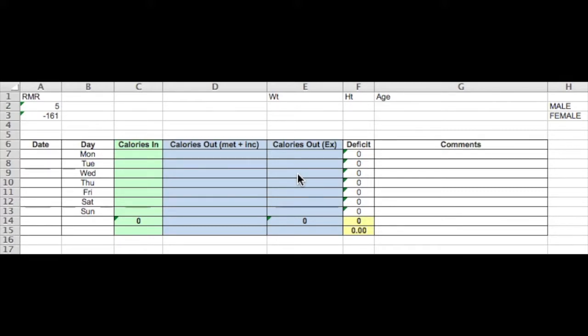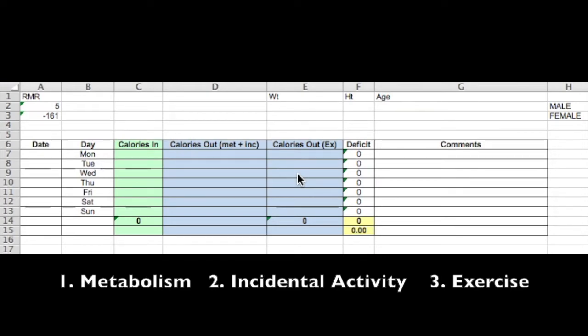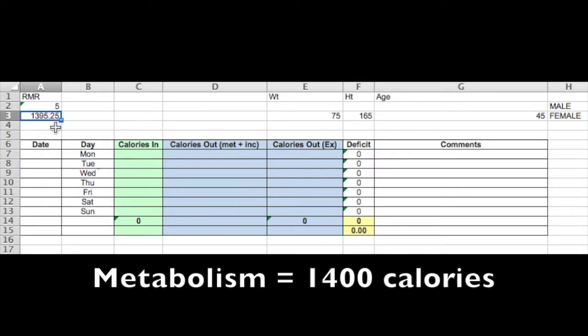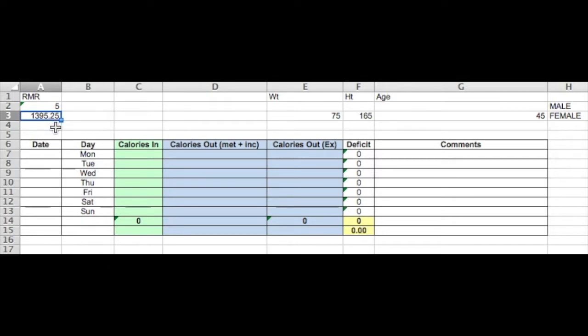Now, the first thing we need to do is work out how many calories we are expending per day. And there's a few different numbers. If you remember, we've got metabolism, we've got incidental activity, and we've got exercise. So let's work out metabolism first. Now today I'm going to pretend that I'm a 45-year-old female. So my height will be, let's say, 165 centimeters, and my weight, let's call myself 75 kilos. So that gives me a resting metabolic rate of around 1400 calories, 1395. So that's the first thing that we've got.